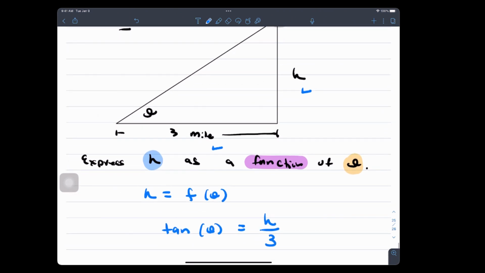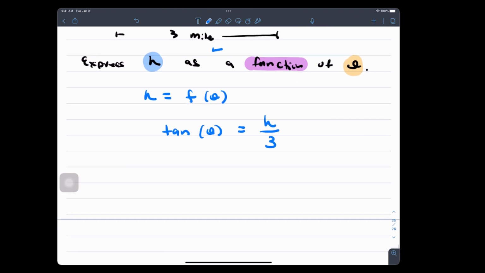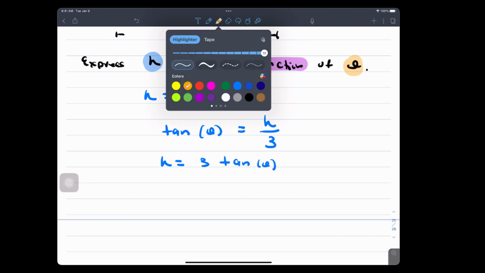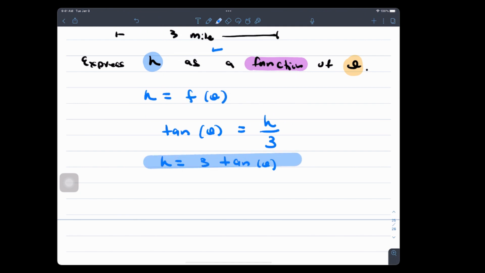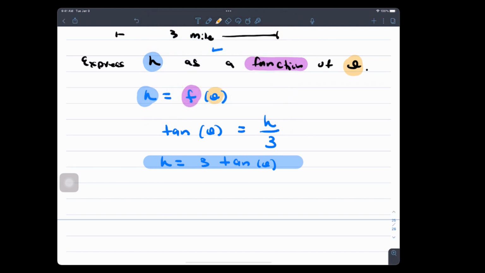Tangent theta is defined to be h over 3. Now, you might say, well, what does that mean? I can solve for h by multiplying 3 to both sides. I get 3 tangent theta. That's what they want you to do. That's all. They're just saying h here is a function, f of theta. So h is a function of theta. That's it.